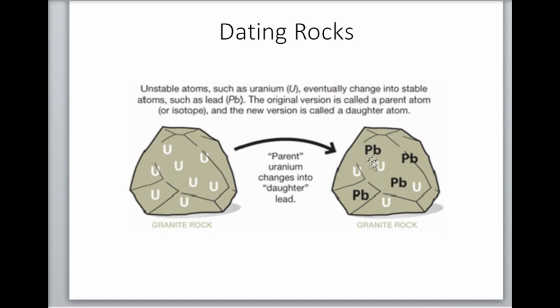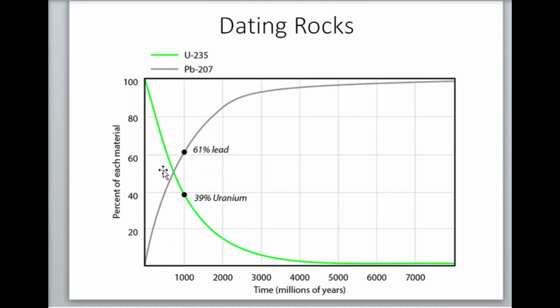Uranium is the parent isotope. Lead is the daughter isotope, and you end up with a graph like this. So you've got the green line, which is uranium, and the grey line, which is lead. And obviously, at the beginning, you've got 100% uranium, 0% lead. And eventually, as uranium decreases, obviously lead is going to increase, because uranium decays into lead.